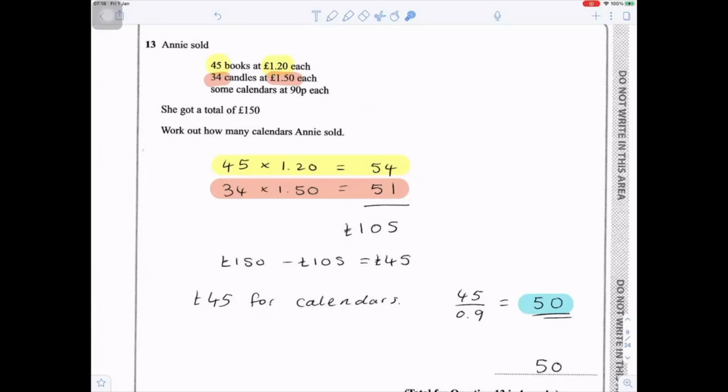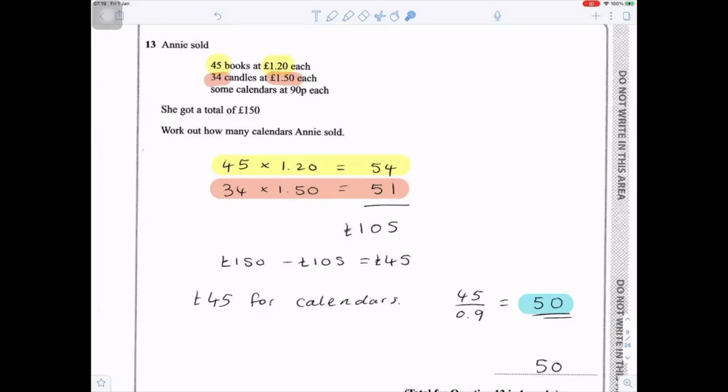So we start with the first one. I put in yellow, 45 books at £1.20. So we do 45 times £1.20, and that gives us £54. Next one, 34 candles at £1.50 each. So 34 times £1.50 gives you £51.